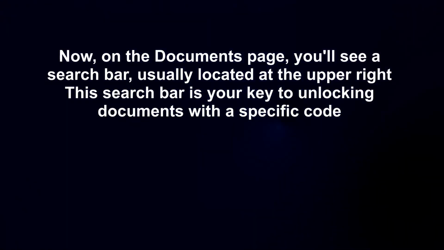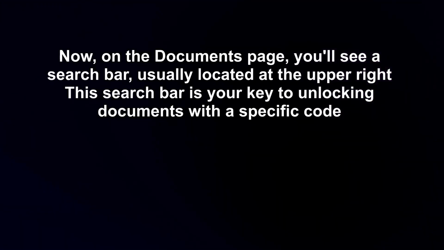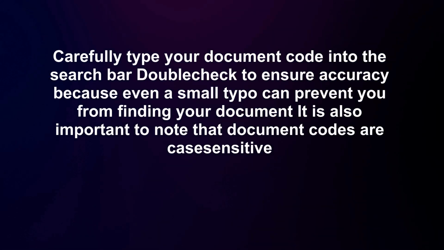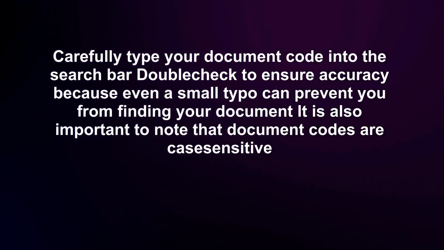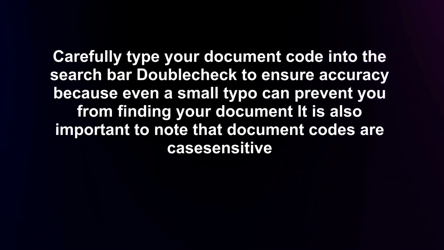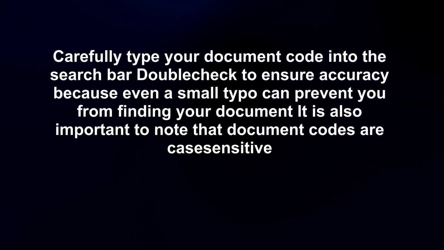Now, on the Documents page, you'll see a search bar, usually located at the upper right. This search bar is your key to unlocking documents with a specific code. Carefully type your document code into the search bar. Double check to ensure accuracy, because even a small typo can prevent you from finding your document. It is also important to note that document codes are case sensitive.